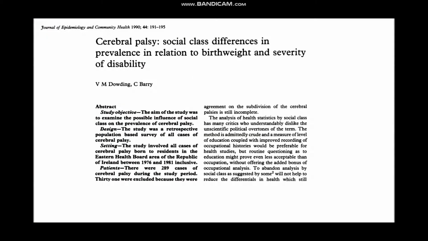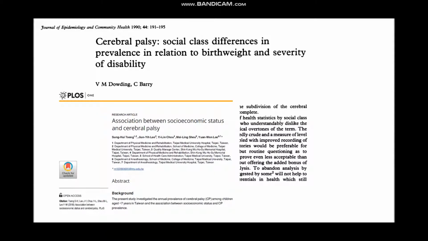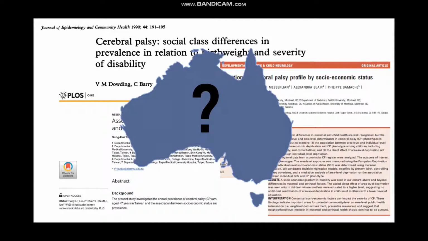Internationally, low neighbourhood and family socioeconomic status and minority ethnicity measures of socioeconomic disadvantage have been associated with comparatively greater severity of CP impairments. This has been the case in Ireland, Korea, Canada, and we were keen to find out if this was the case in Australia.